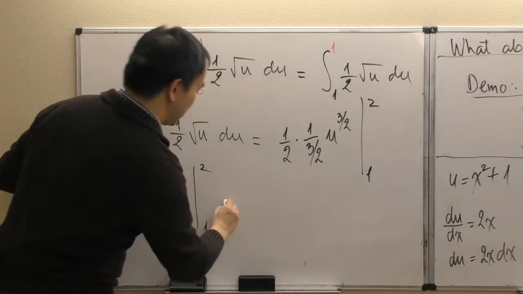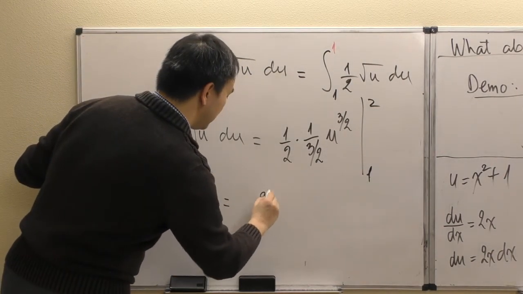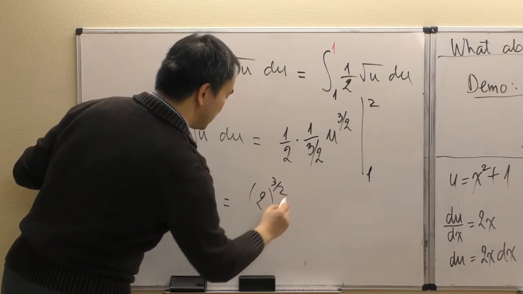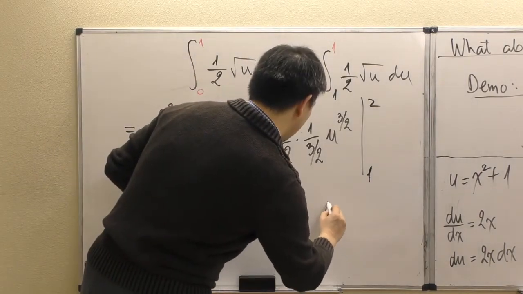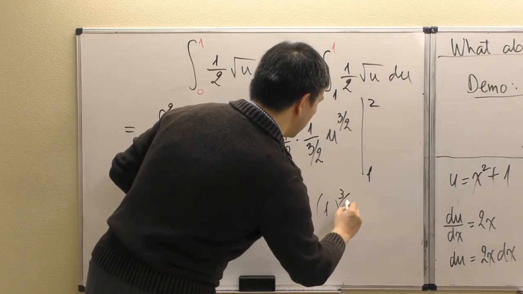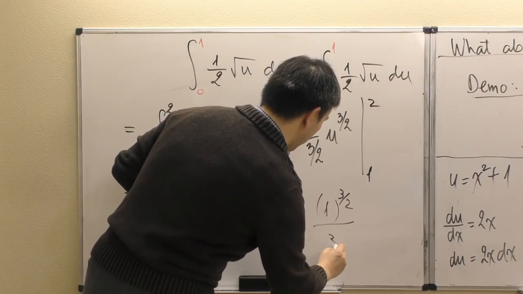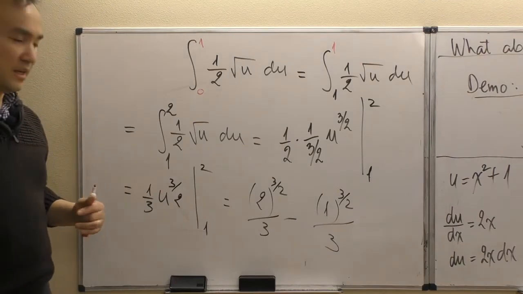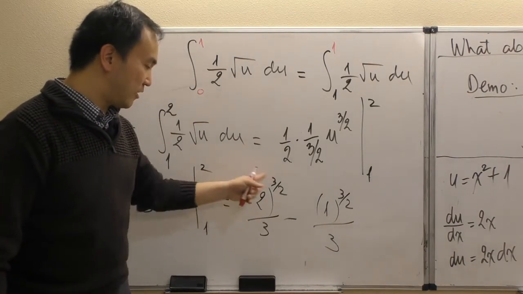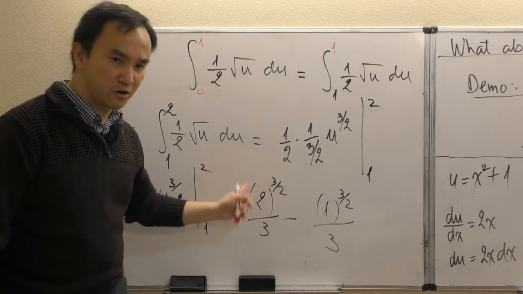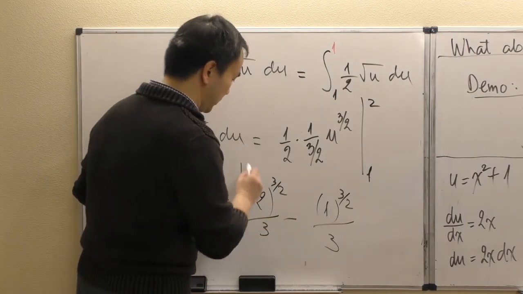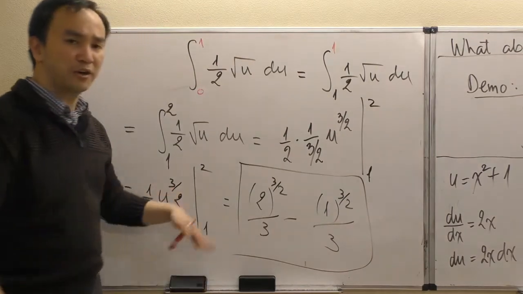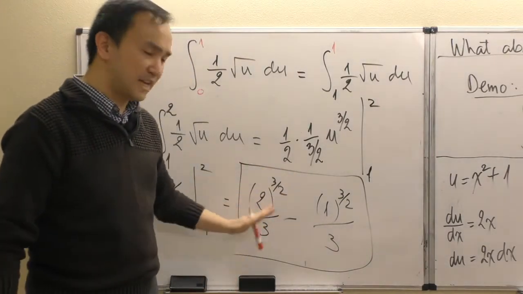So that we can eventually substitute in 2 and 1. Now it's going to be 2 to the 3/2 power over 3 minus 1 to the 3/2 power over 3. Then I can see that this value is not so rational. It's a very irrational value, so we can leave it the way it is, or if anyone has a calculator, you can pull it out and get decimals. But that's not the point.